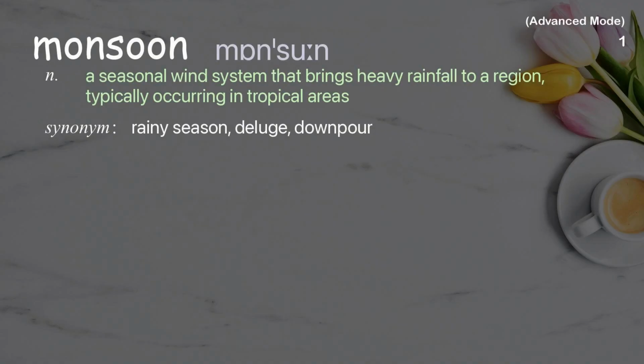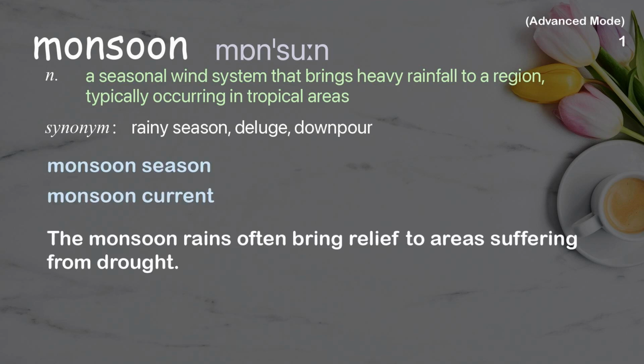Monsoon. A seasonal wind system that brings heavy rainfall to a region, typically occurring in tropical areas. Examples: Monsoon season. Monsoon current. The monsoon rains often bring relief to areas suffering from drought.